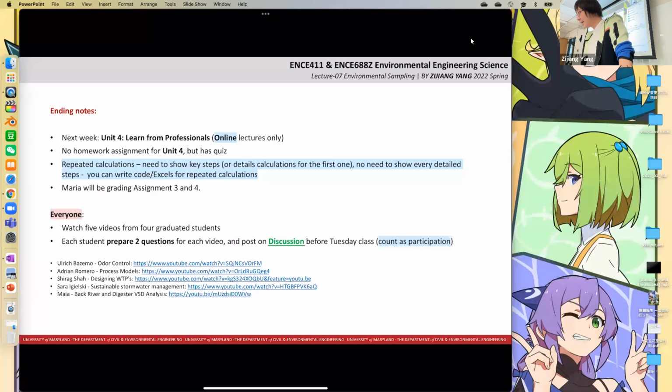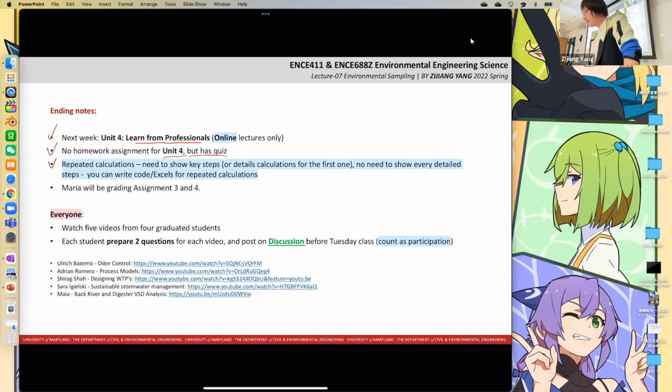But before the end, I have some final notes. For next week, we are going to have Unit 4, Learn from Professionals, and that will be online only. So we are not going to class because the guests are only available online. And we do not have homework assignments for Unit 4, but we have a quiz.